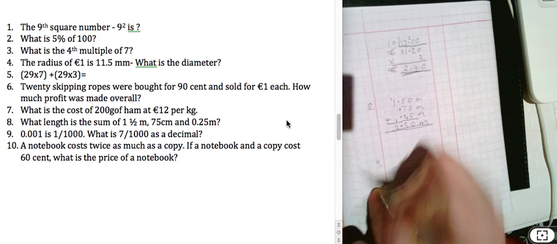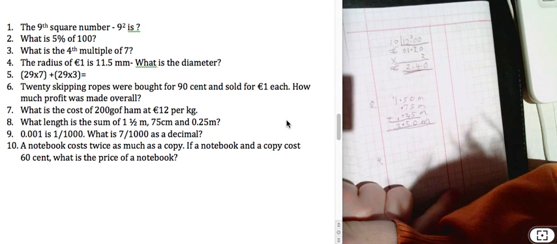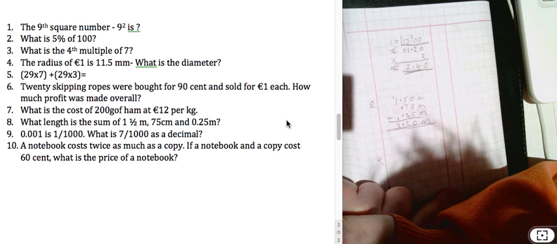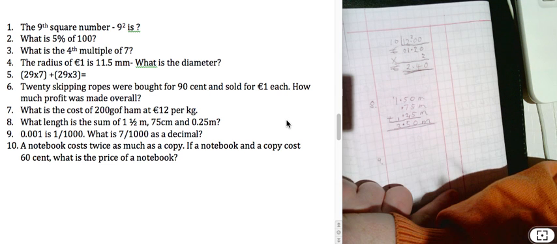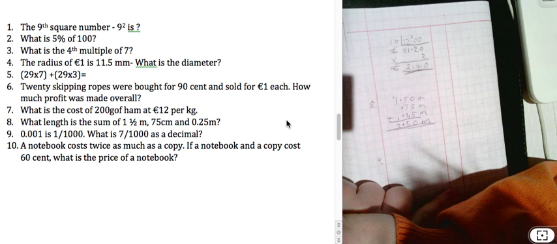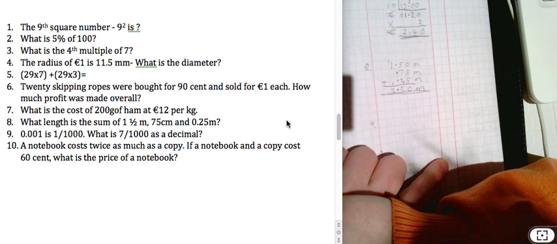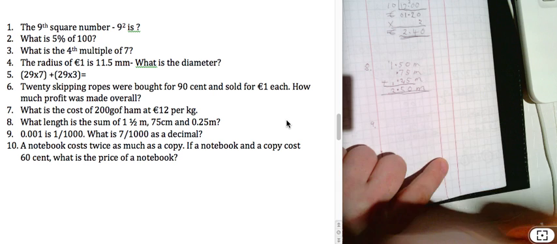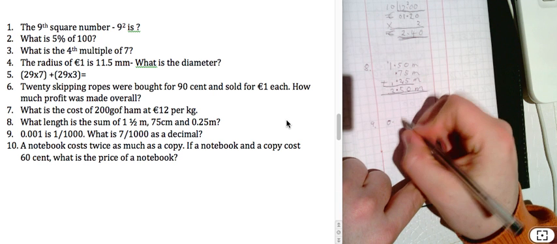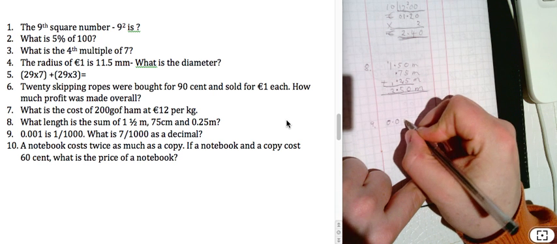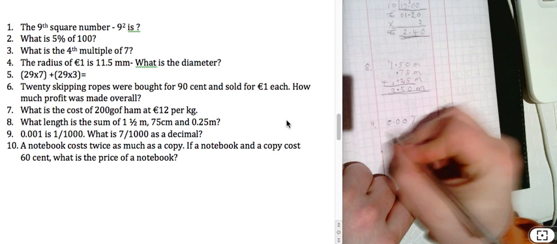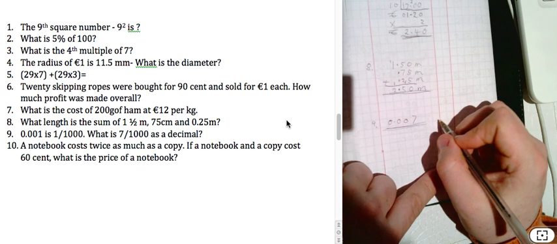Number 9. 0.001 is 1/1000th. What is 7/1000 as a decimal? Okay, right. Well, if 0.001 is 1 over 1,000, 7 over 1,000 is very simply going to be 0.007. Very simply, 0.007.